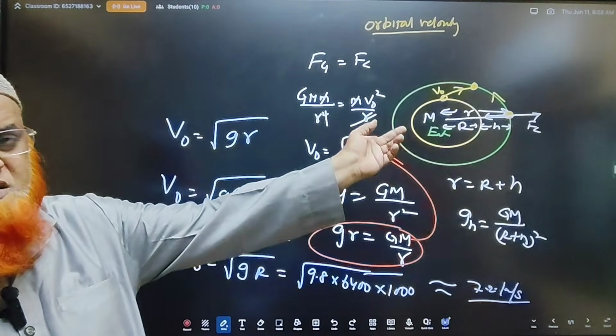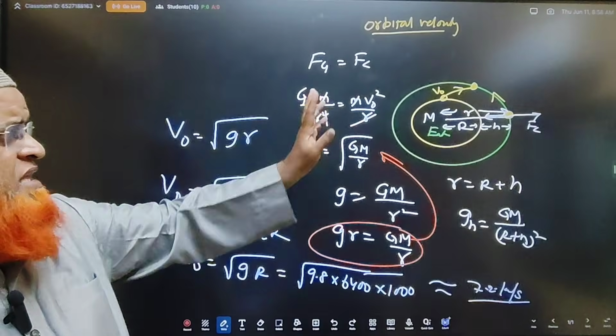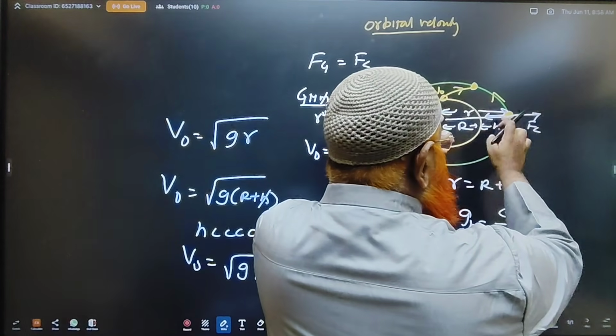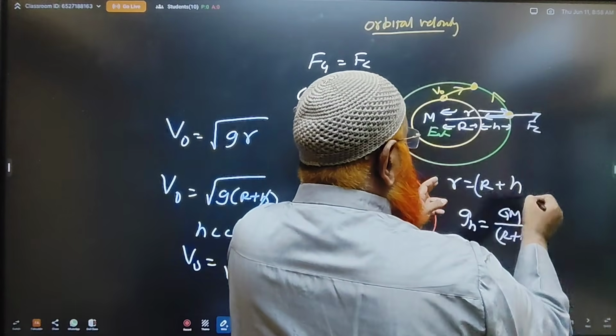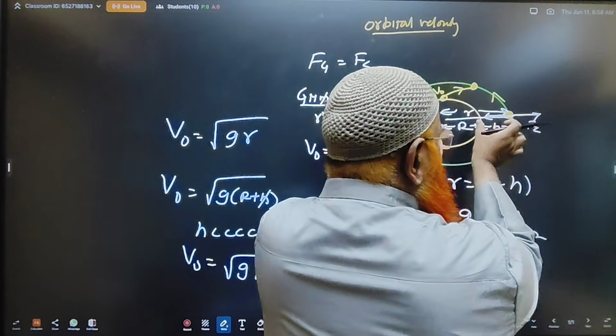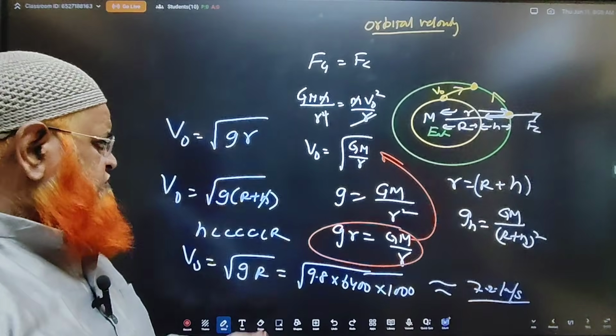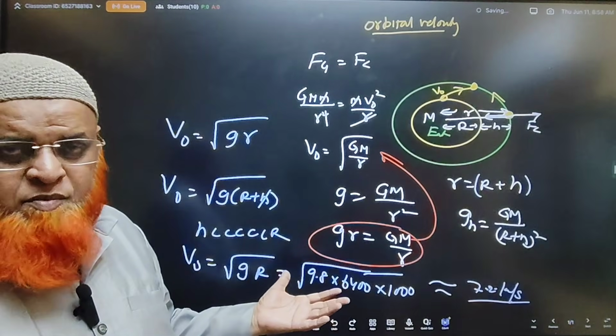Then two forces act on it, centrifugal force and gravitational force, and they are equal. The distance from the center to this body is taken as small r, where small r is the sum of the radius of the Earth plus the height from the surface of the Earth. So this is the small explanation about orbital velocity.